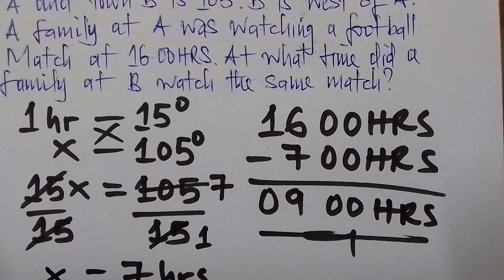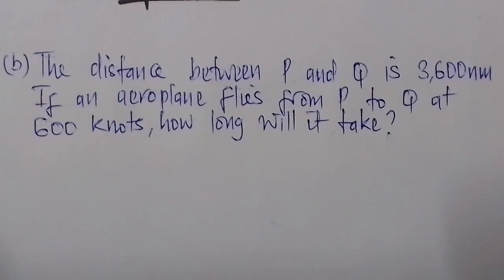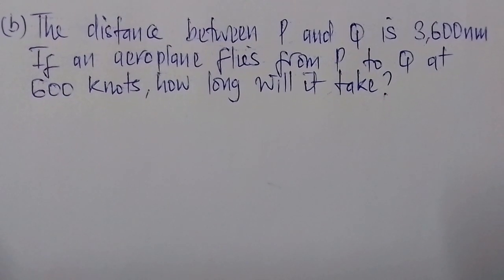Moving on to part B. B reads: the distance between P and Q is 3,600 nautical miles. If an aeroplane flies from P to Q at 600 knots, how long will it take? For this part, we are looking for the time taken. Distance has been given in nautical miles as 3,600, and the speed of the aeroplane is 600 knots. So how long will it take?